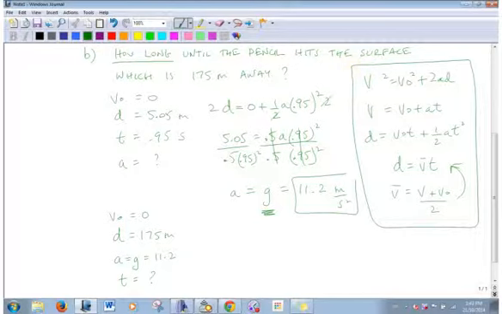What am I going to use? I need one with a t, so that kind of doesn't help me. Can I use this one? I've got a distance. I'm trying to find a time. Is that just any old v?